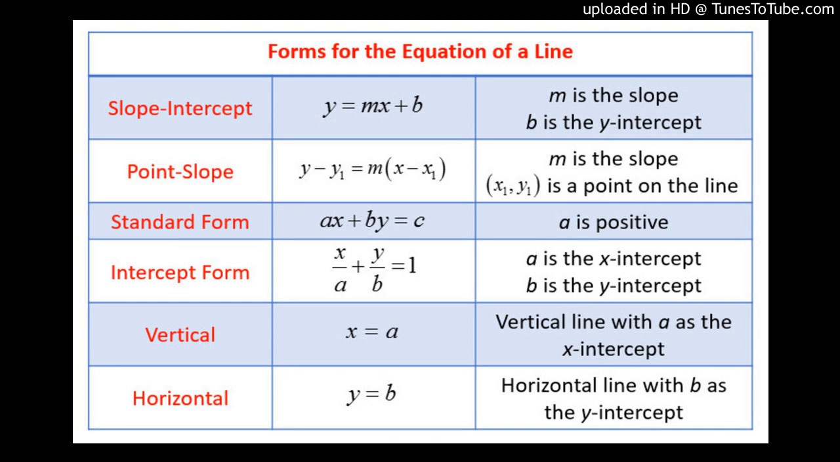Then if you have a line which passes through two points, say one point is A (x1, y1) and another is B (x2, y2), what is the slope of this line AB passing through these points A and B? It is (y2 minus y1) upon (x2 minus x1). That means we have to take the difference of y coordinates divided by the difference of x coordinates. So that is the slope of the line.